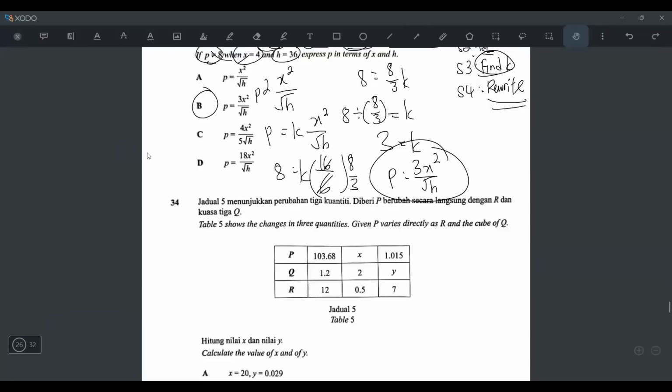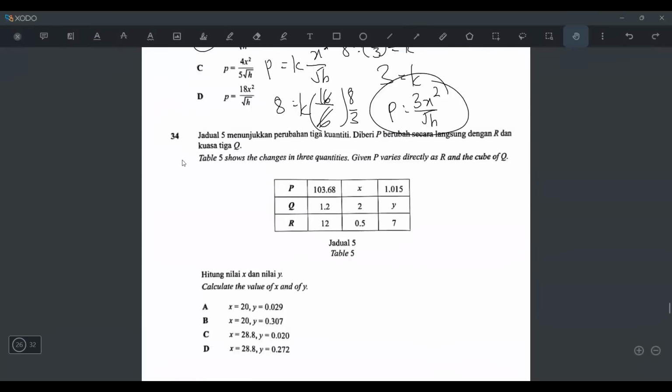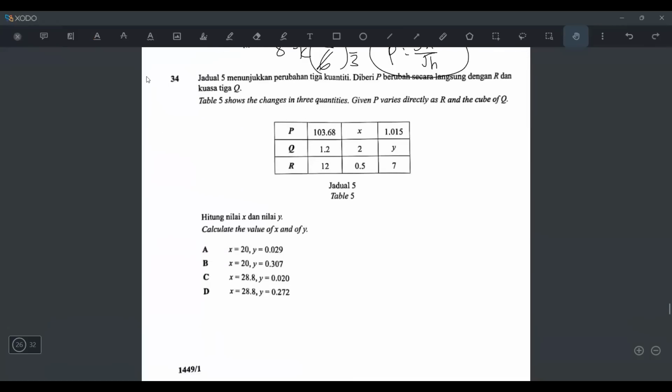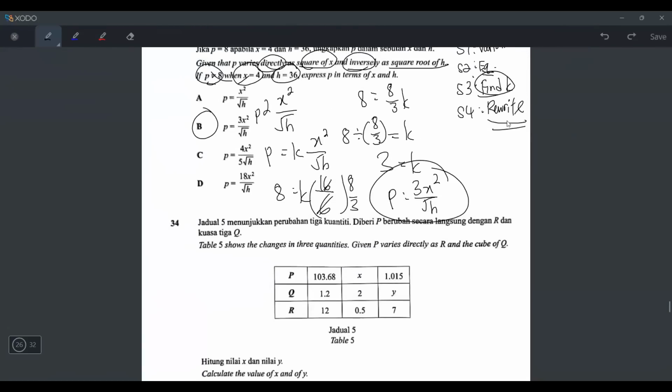Okay, the next question is also variation, 34. So you will use the same steps to do it. Okay, but I believe this is a bit harder because they never ask you to stop at step 4. After you do until step 4, you still have to check what the question wants, because sometimes the question wants you to do even more.